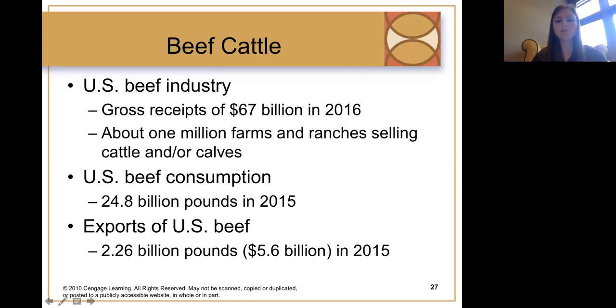And then exports of U.S. beef, there were 3.6 billion pounds, which equaled $5.6 billion of exports in 2000. So it's quite a large industry.